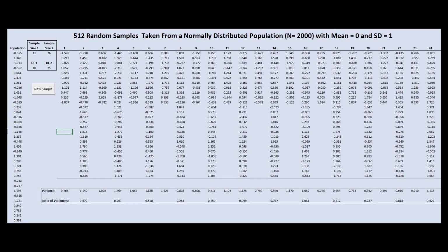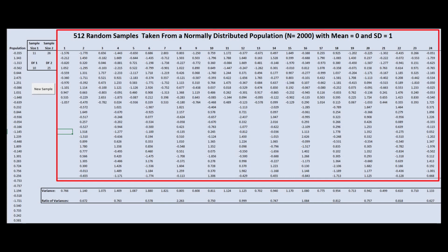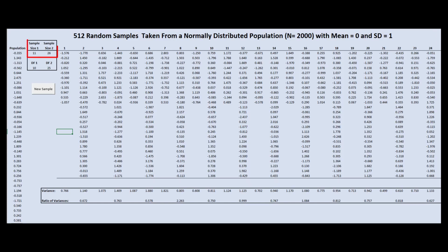Let's take a moment now to reinforce these ideas by simulating how an F distribution is actually created. On the screen, you will see a portion of a set of 512 random samples drawn from a normally distributed population of size 2000. Half of the samples drawn were size 11 and half were size 26. We have calculated the variance of each sample, which is shown at the bottom of the columns. For this demonstration, we are treating the samples in pairs. The first pair consists of samples 1 and 2, the second pair consists of samples 3 and 4, and so on. We have calculated the ratio of each pair of variances.